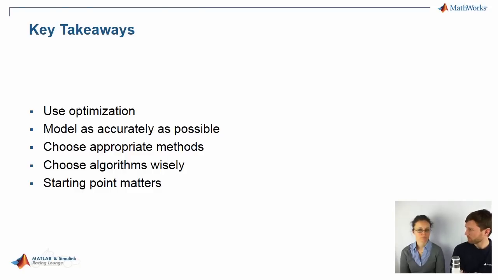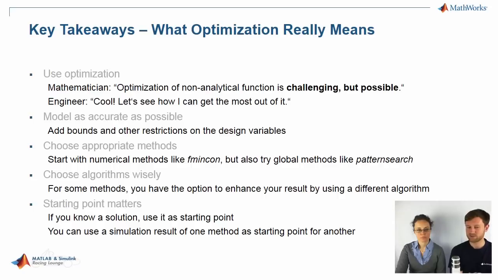Accurate modeling is really key. So in case you have information, give it to the solver. That means choosing the right methods, choosing the algorithms wisely, in addition to taking the right starting point, which should lead you to an optimal result. But this is pretty high level. So what does it mean?